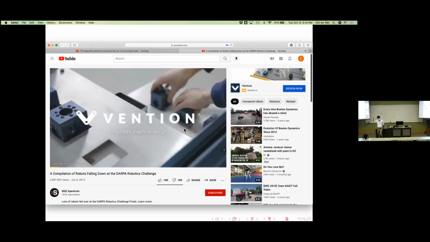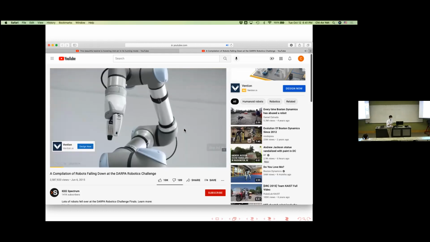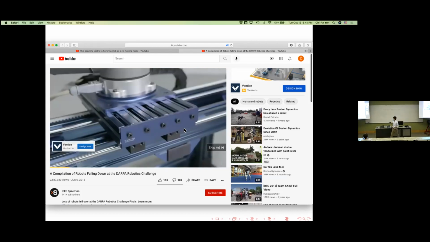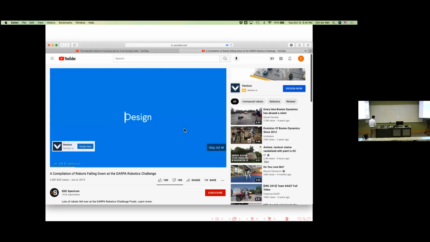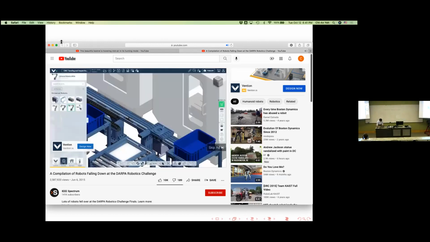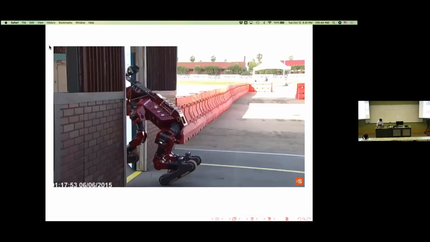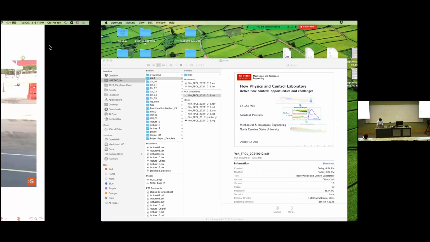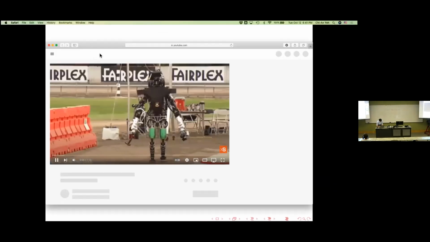So how do we actually get to the stage of controlling the body, controlling the machine in flight, the simplest of which is controlling the flow? Okay.